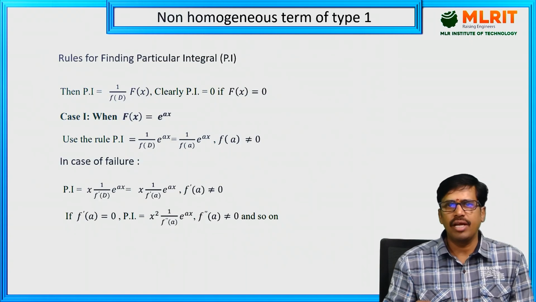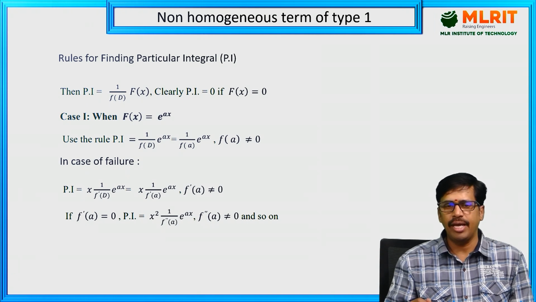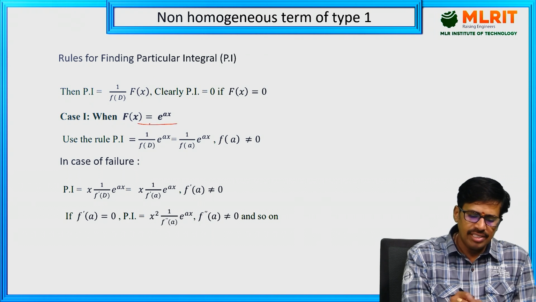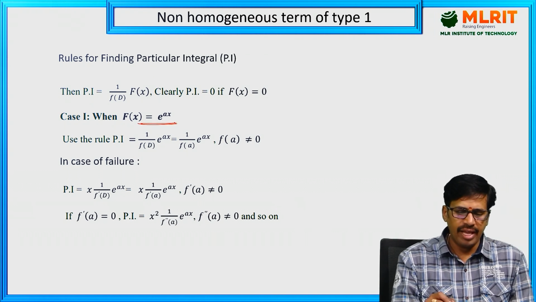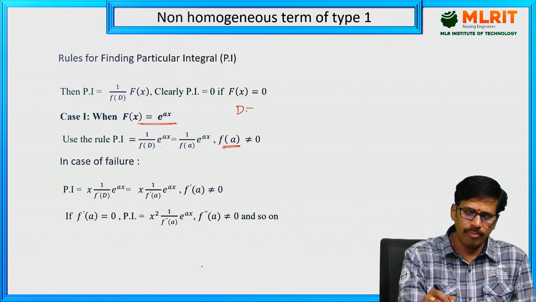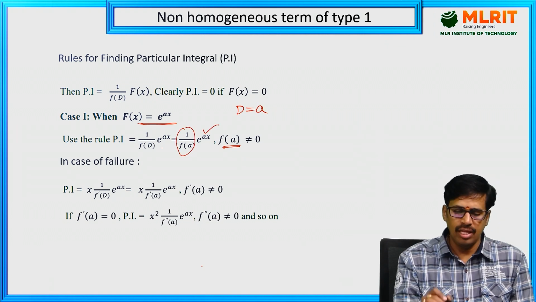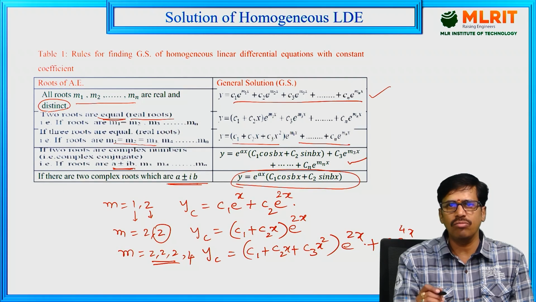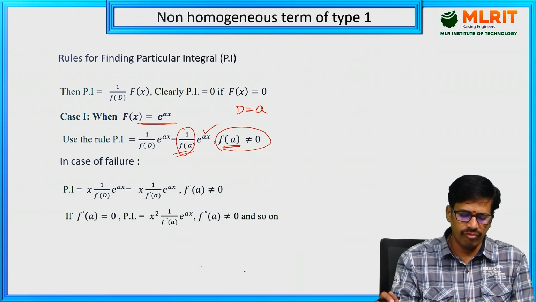And to find the particular integral, there are different cases or types. The first type is type 1. If the function is the exponential function e^(ax), then we write the particular integral as 1/f(D) e^(ax). In place of D, write a, put D = a, and we get 1/f(a) e^(ax), provided the denominator f(a) is not equal to 0. If the denominator is 0, it will be infinity, and we don't find any solution.